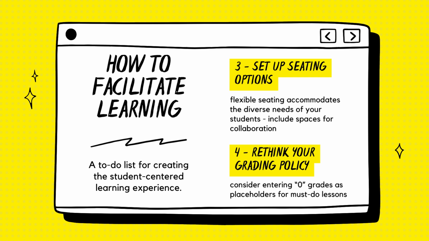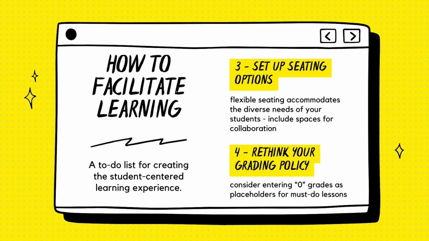The third thing would be to set up your seating options. If it's a student-centered learning environment, then the students would be able to determine if they want to work with a partner or a small group, if they want to collaborate. Also, if you're free to meet with small groups, you'll need that area to pull them in. And so, just setting up different flexible seating options really does accommodate the needs of your students and is able to differentiate in that way.